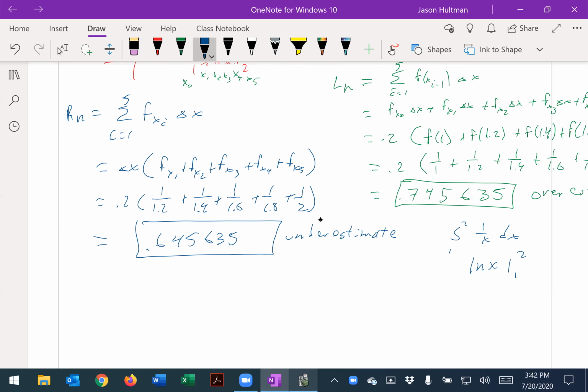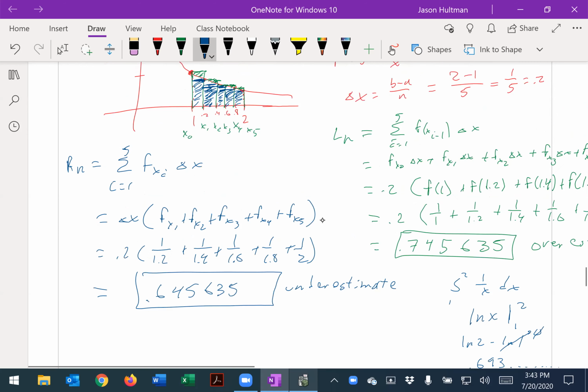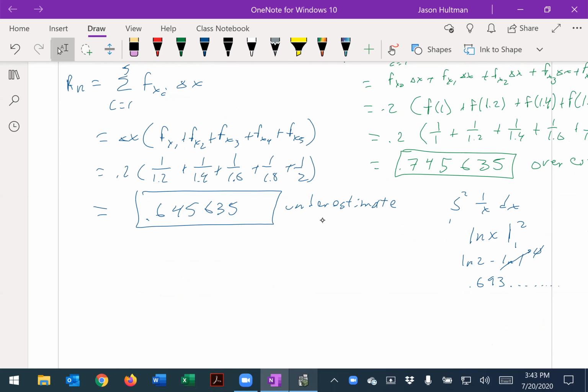I just want to compare it to the real thing, like what's the real deal? So this is an approximation of natural log 2 minus natural log 1. But what is natural log 1? That's 0. And what's natural log 2? Remember, natural log 2 was 0.693, and then it just kind of went on forever. And so you can see, oh yeah, 0.693 is in between these two. The left-hand one was an overestimate. The right-hand one was an underestimate, but it got us a boundary for this thing.